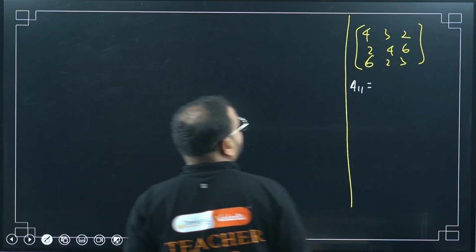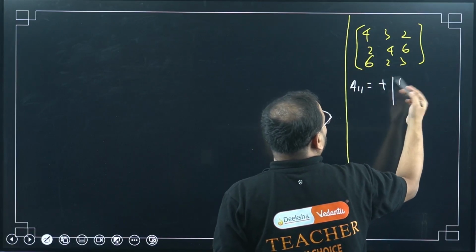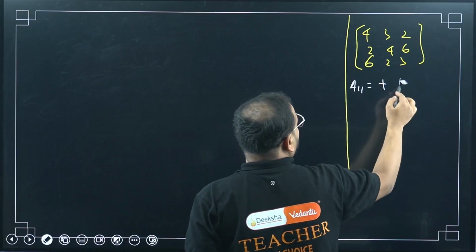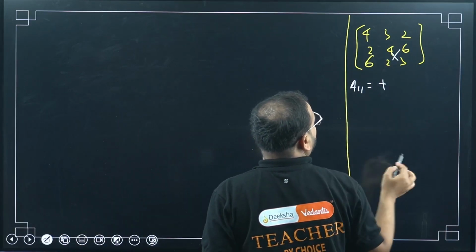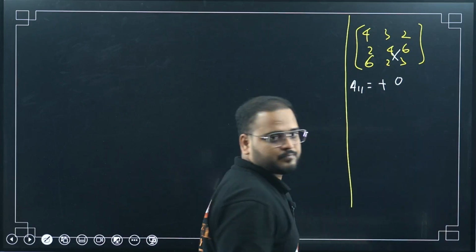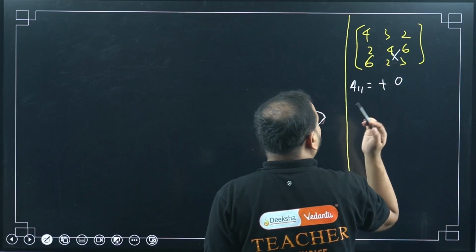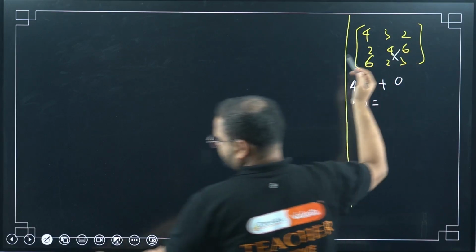Positive only. What is this going to be? 12. Can I write directly? Please see. 12 minus 12, so 0. Please check here. 4 times 3 is 12 minus 12, so 0. Okay, what about A12? Again, what will we get for this?